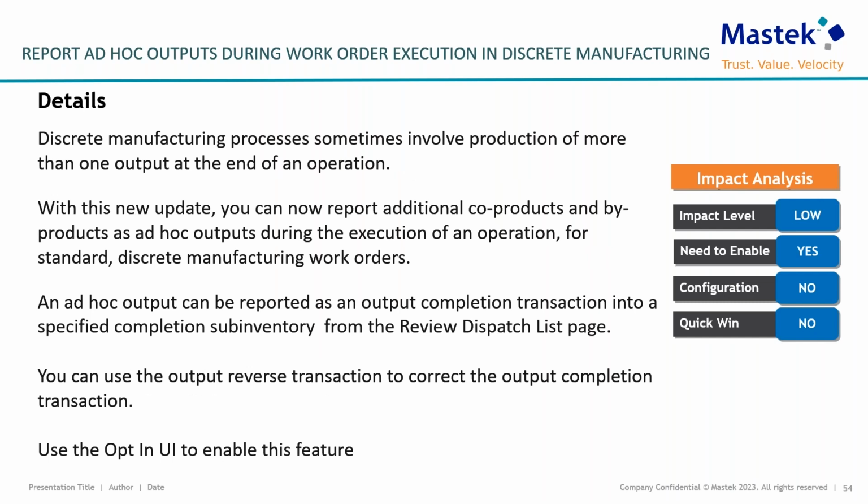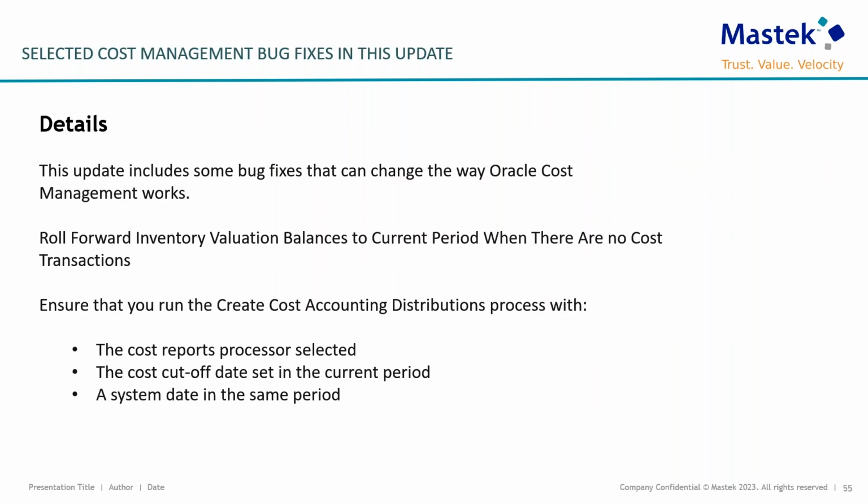Now moving to the next one, which is selected cost management bug fixes. Previously there were a few bugs that have been fixed by Oracle. So the cost reports processor selected the cost cutoff date set in a current period and a system date in the same period. Previously, this bug was in create cost accounting distributions. Now this has been fixed, and now we are good to use it.